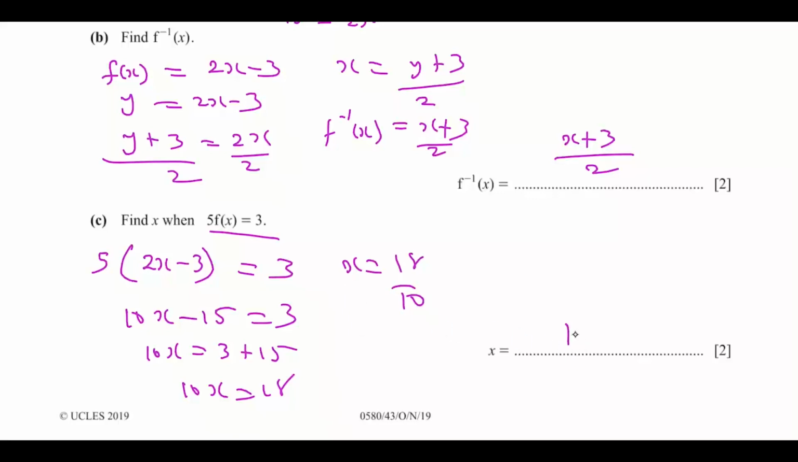That will be 1.8. And you may want to leave it as a fraction. That will be 9 over 5, as an improper fraction. And if you want to leave it as a mixed fraction, that will be 1 whole 4 out of 5. Okay, so let's go to the next question, the continuation of that question. Solve the equation gf of x equals negative 16.